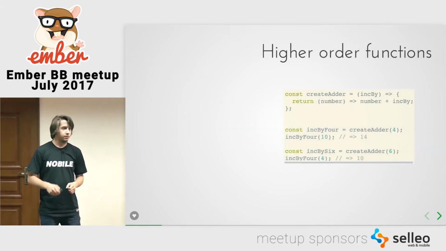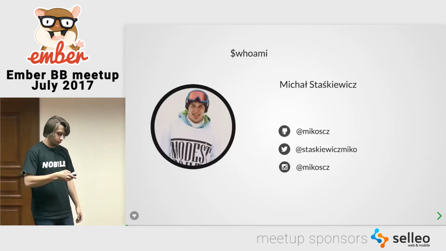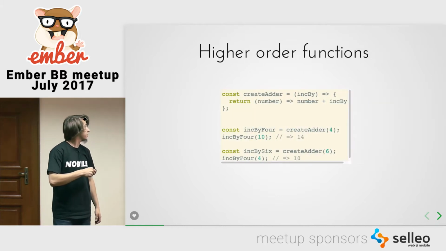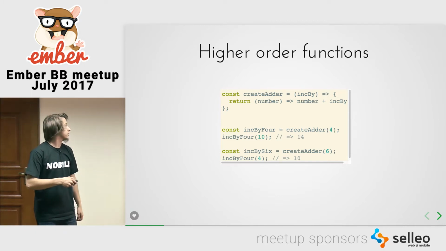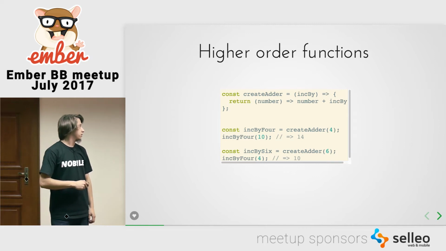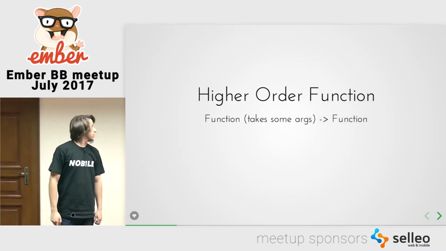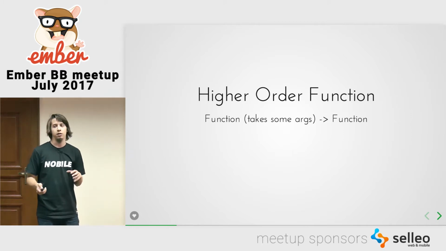So let's begin. First, what is a higher order function? A higher order function is basically a function that takes some parameters and returns another function. Like in this example, we can create a function that will increment every value by 4, or here by 6. So it's simply a closure. Basically, a higher order function takes arguments and returns another function.